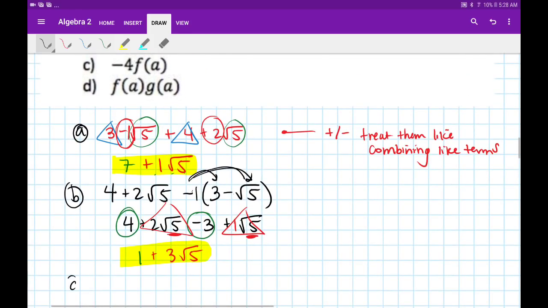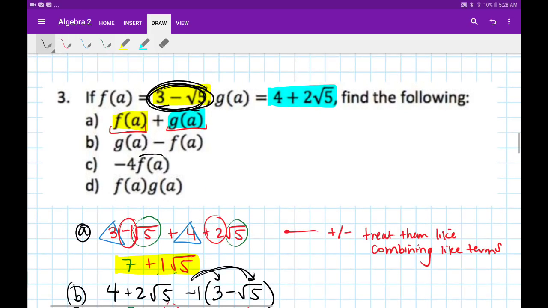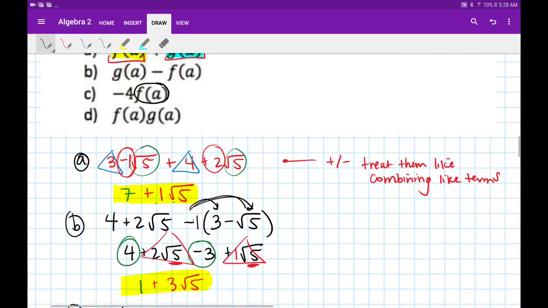Looking at C now, I have negative 4 times f of a. So what is f of a? I need to plug that in. Well, it's 3 minus root 5.